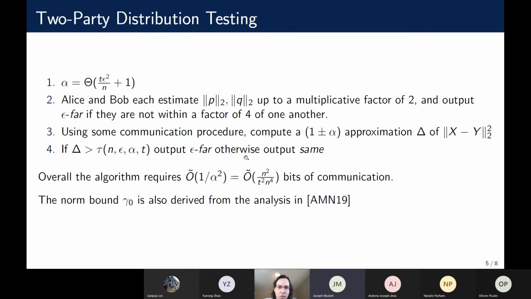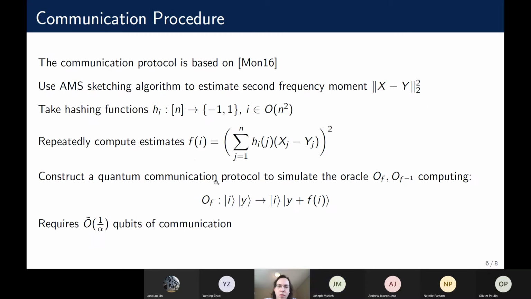So in the quantum case, what we want to do is essentially based on a protocol developed in another paper by Montanaro. The key idea from the Montanaro paper was to use AMS sketching to estimate the gamma 2 norm. So the key idea from that paper was to take some family of 4-wise independent hash functions, mapping from the elements 1 to n into the set -1, 1, for roughly n squared hash functions.